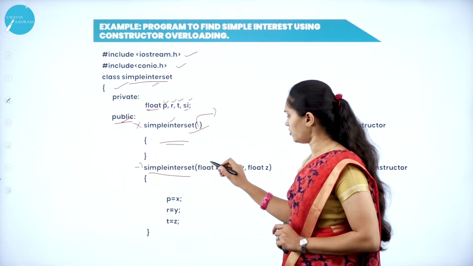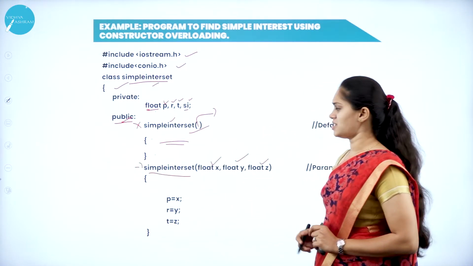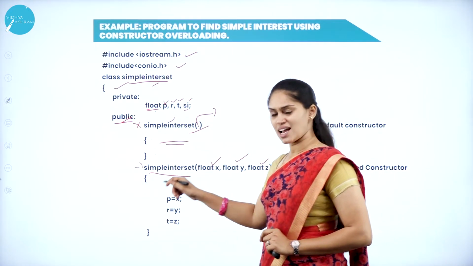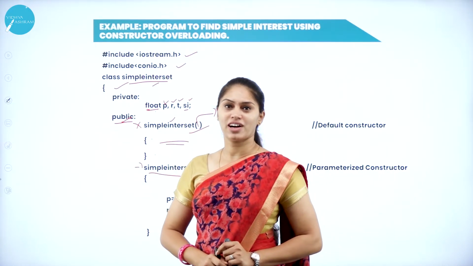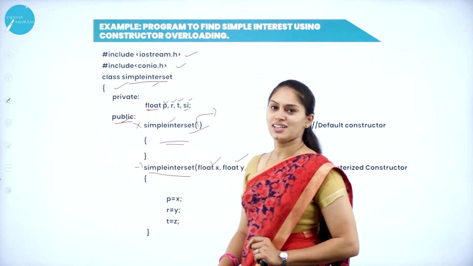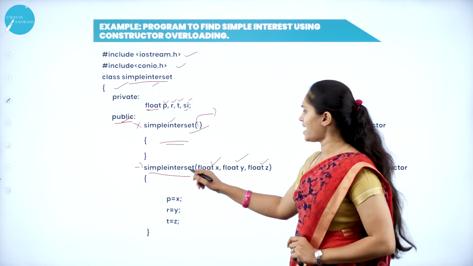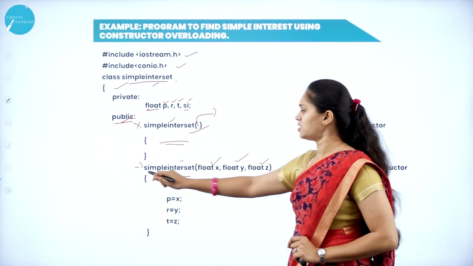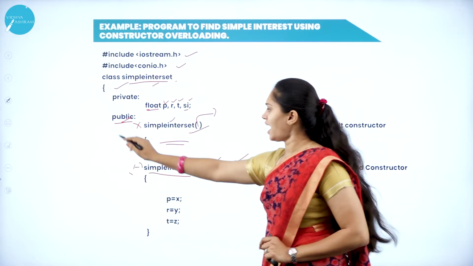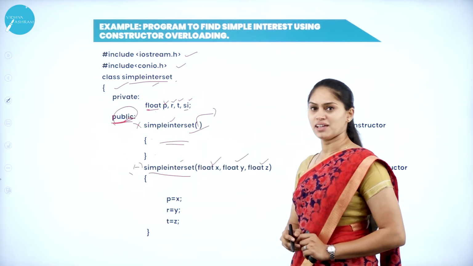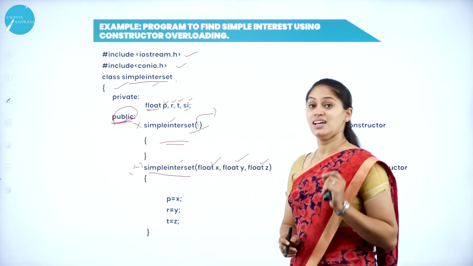Let me have one line, that is: SimpleInterest(float x, float y, float z). Can I call this a constructor or a function? Again, I can call this a constructor, because it has the same name as the class, no return type is specified, and it is under the public scope. So I can call this a constructor.